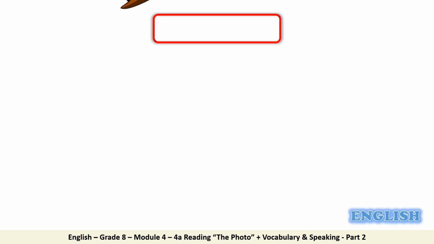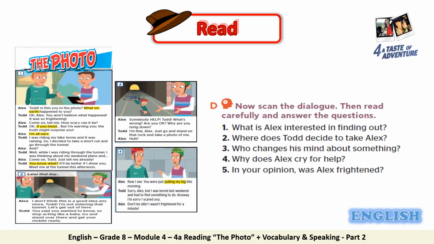Now let's move on to Activity D. In this activity, you are going to scan the dialogue for details. Read the questions very carefully. Then pause the video and take a couple of minutes and try to figure out the answers for the 5 questions. Are you ready? Let's check your answers.